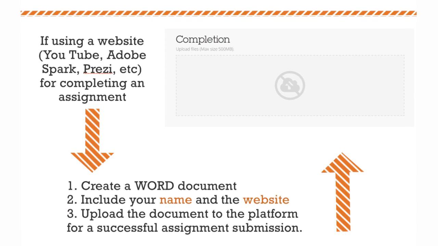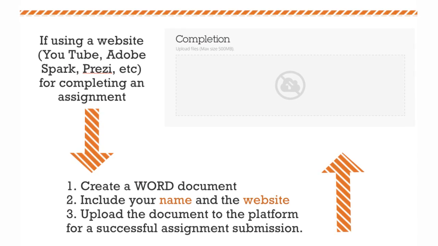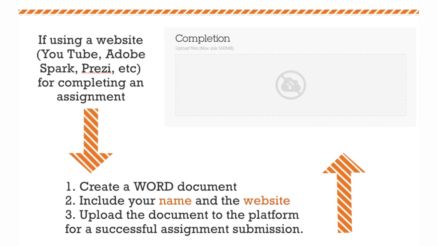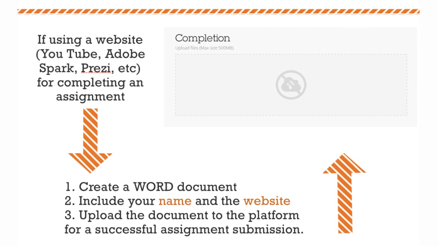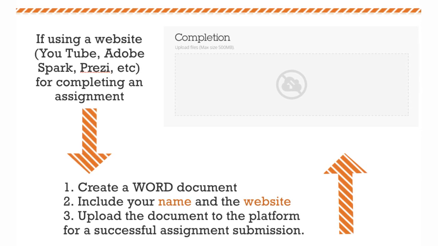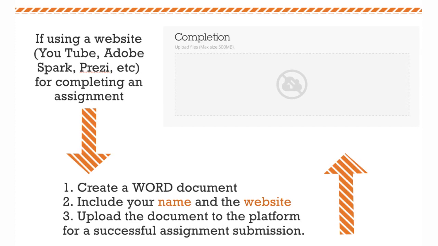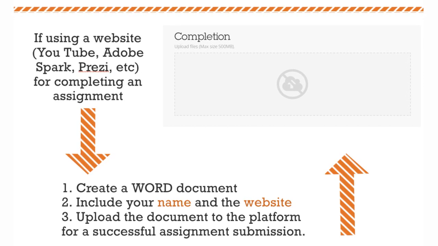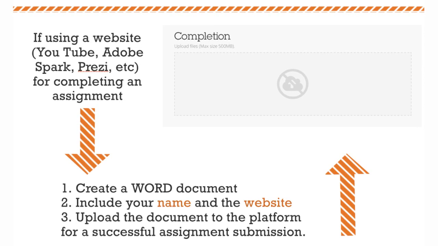In order to submit a web link as your submission, you will need to create a Word or other text-based document, and within the document include your name and the website. Upload that document to FSO for a successful assignment submission. Your instructor will then receive that file, open it, click on the link, and grade your assignment from there.